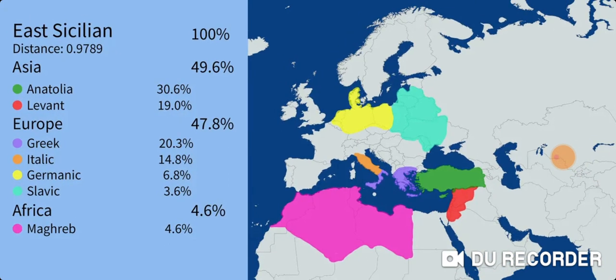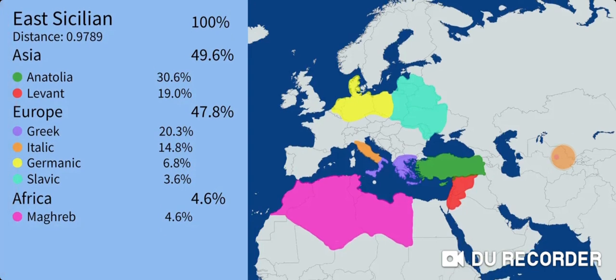Well, the East Sicilian, as you can see, has much less Levant, at only 19%. Now they get a lot of Anatolia, 30.6%. Now that is related most likely, I would guess, to Neolithic migrations of Middle Eastern farmers from Anatolia, who populated a lot of the southern European countries. That's speculation, but I would think that's probably where a lot of that came from. And then they get a lot of Greek too. They get a lot of Italic. They get some Germanic, and they get some Slavic. And they get a comparable amount of Maghreb, North Africa.